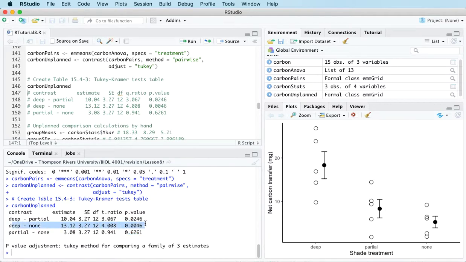Now I'll come back to this middle one because we rejected the null hypothesis here. We concluded that the means for the deep shade group and the no shade group were different, and so we need to have different letters for those two treatment levels. And we do have different letters. We've got an A here and a B here. So that would be one way to summarize the results of the Tukey Kramer method that we've just used here. We've got this group is A and these two groups, or these two levels, are B.